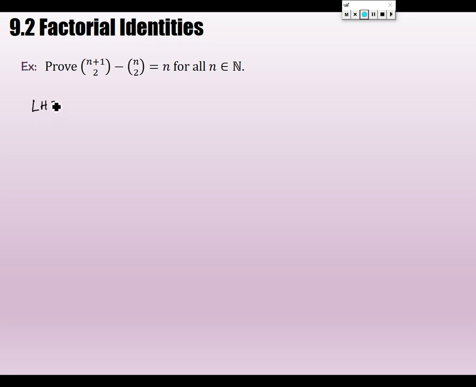So go ahead. I think it's pretty clear that we should start on the left-hand side. Start working with this until you get n. You'll have to recall, of course, what we mean by a combination, n plus 1 choose 2. Build that into your formula for that.